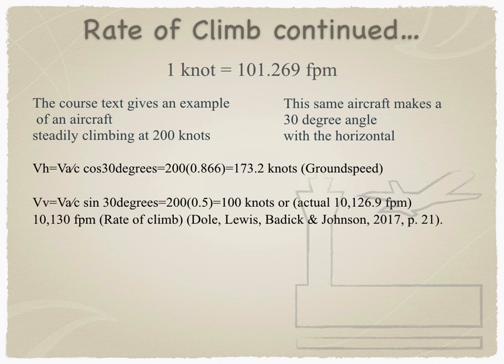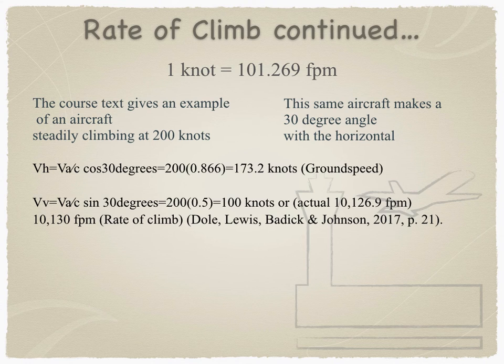The rate of climb. Okay, so the unit of conversion: 1 knot is 101.269 feet per minute. That is just 1 knot equals that many feet per minute. That's the conversion rate. So the course text gives an example of an aircraft steadily climbing at 200 knots. This same aircraft makes a 30-degree angle with the horizontal. Okay, so what do you do with that? Where did they get these numbers from? Well, I'm going to tell you.